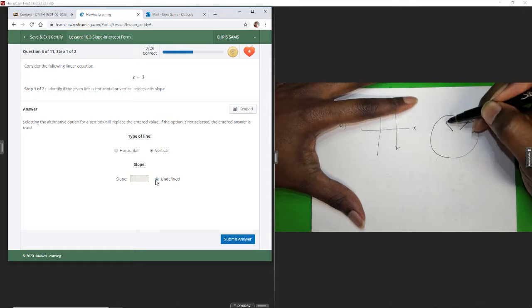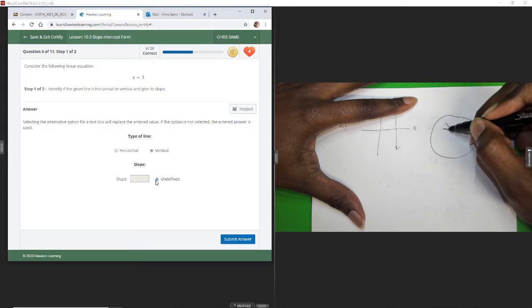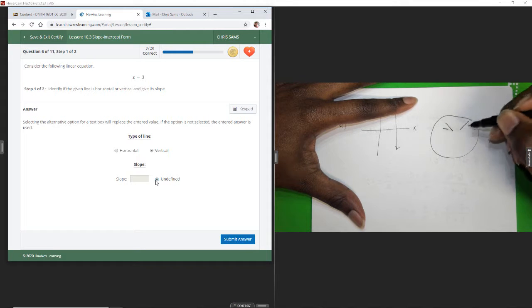So this line is going downward from left to right, indicating that the slope is negative. So therefore we use a minus sign. This is kind of like an eyebrow, one of his eyes. This line is going upward from left to right, and so that is represented by a positive slope. So we have negative slope, we have positive slope.